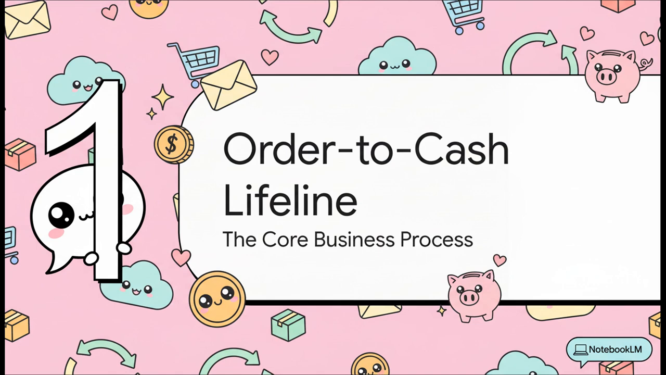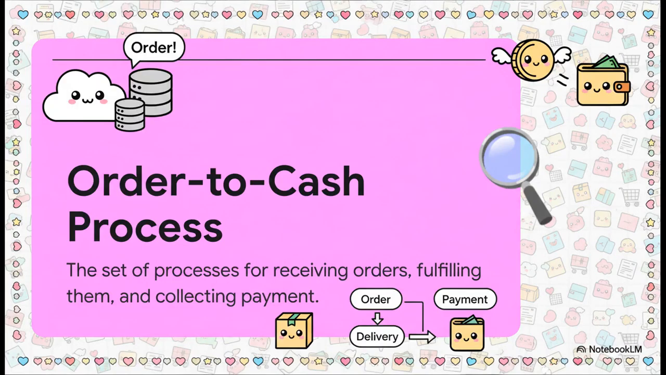To really get how this digital mirror works, we've got to start with the absolute lifeline of any company that sells products. It's a cycle, right? And people in business, especially accountants, call it the order-to-cash process. What's so wild about this order-to-cash thing is just how big it is. It's not just one little step. We're talking about the entire journey of a sale.